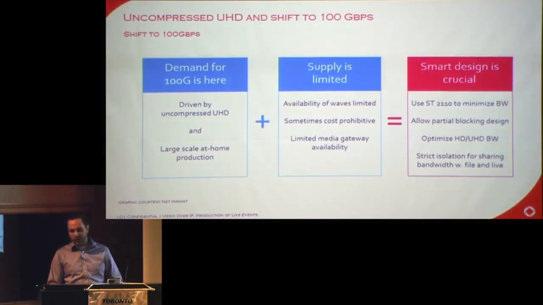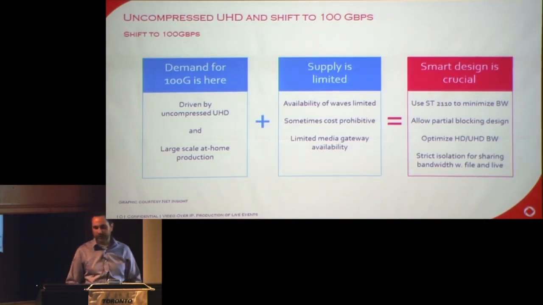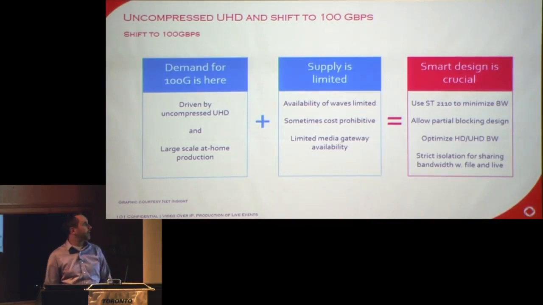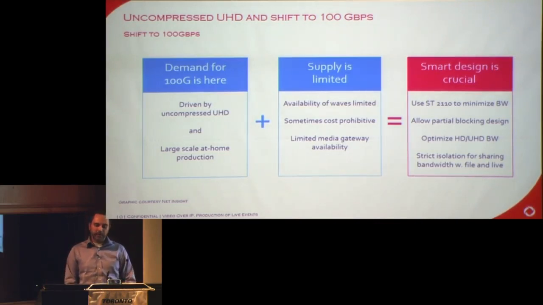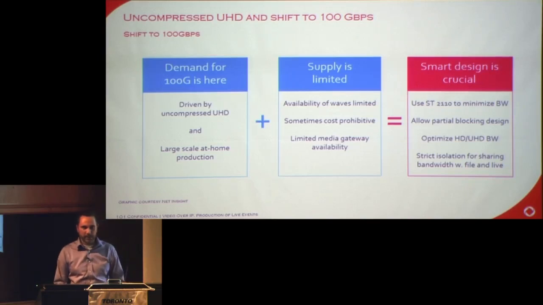This new shift to 4K, and is 8K coming out, 16K, I don't know where we're going to stop. I really don't care, because all of those are just bandwidth calculations. More resolution, especially in the uncompressed domain, would just add more bandwidth to it. So demand is here. If it's supporting something like Olympics or anything large scale, we're going to need 100 gig links. The only issue there is 100 gig is not widely available. You can't just go out to any service provider and order it tomorrow.